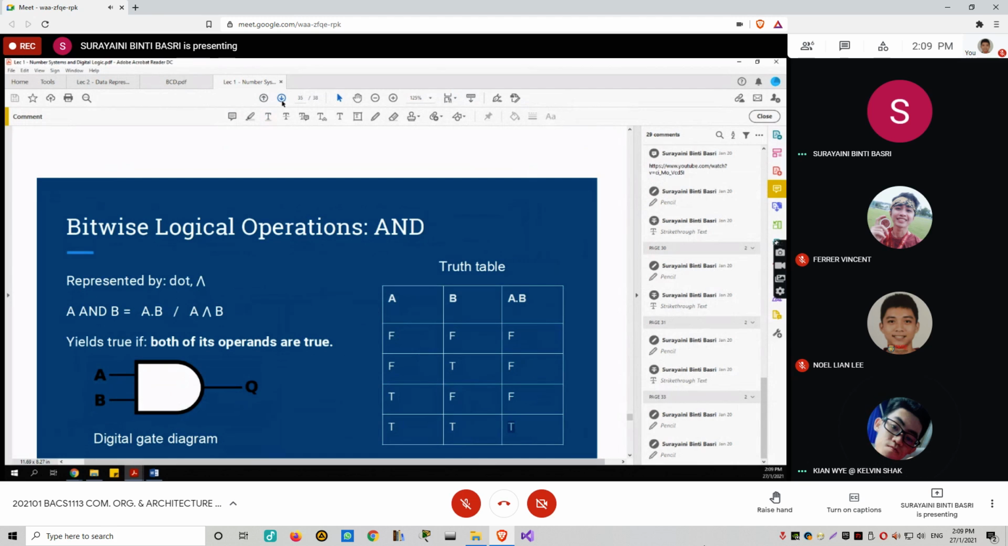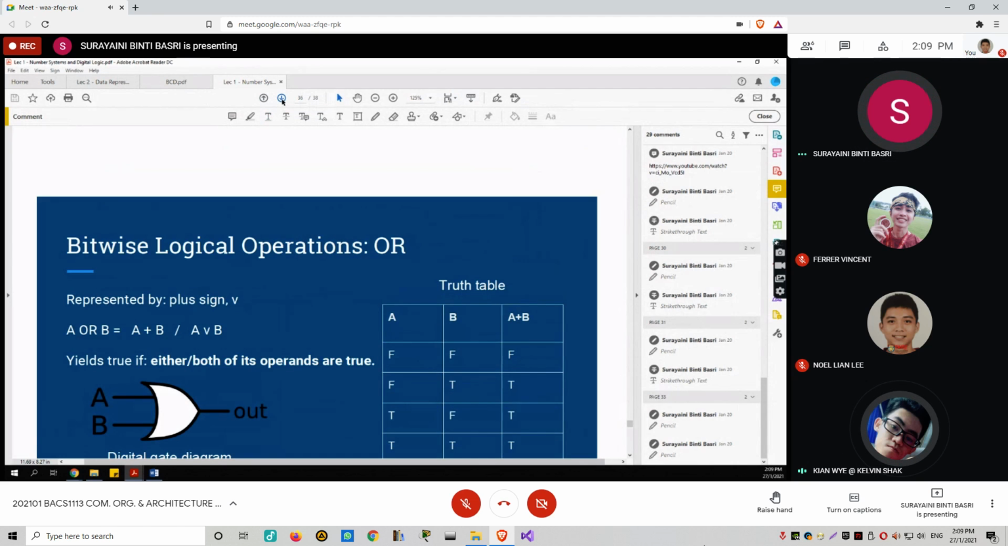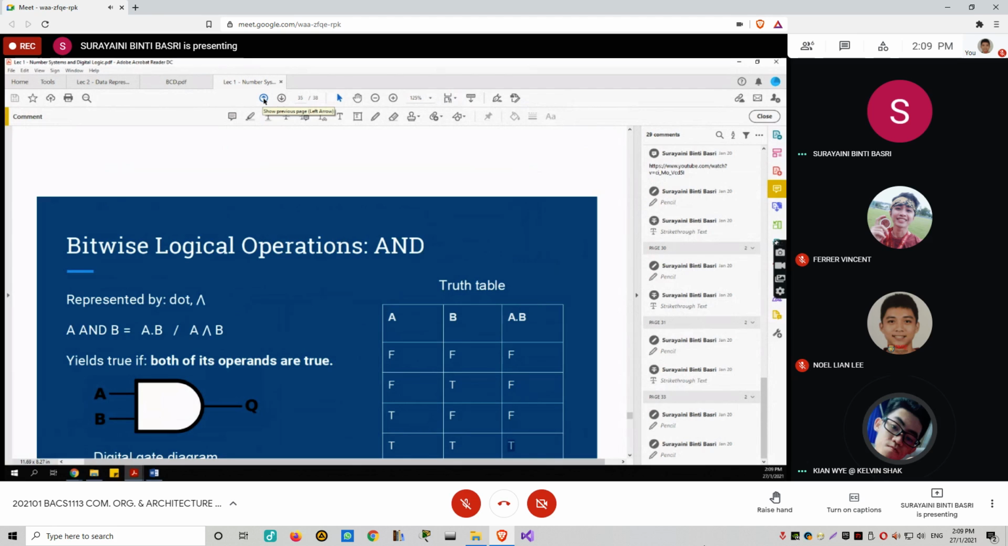Yeah. I think we learned all these truth tables before. Oh yeah. But I don't remember which course. Do you remember which course? I think this is also in mathematics, right? You learn this in mathematics also. Yeah. So this is kind of easy.